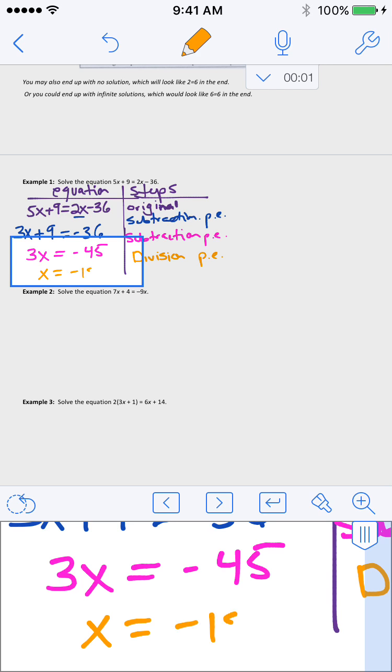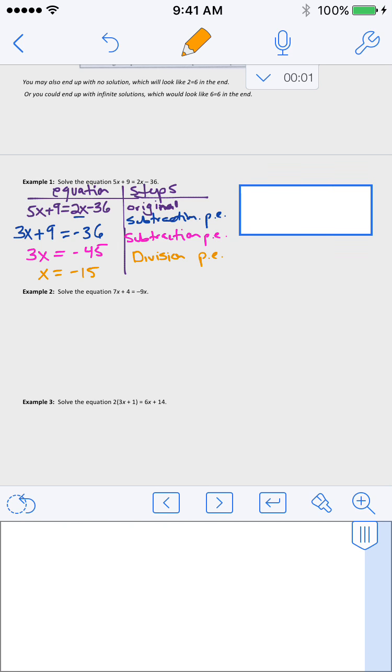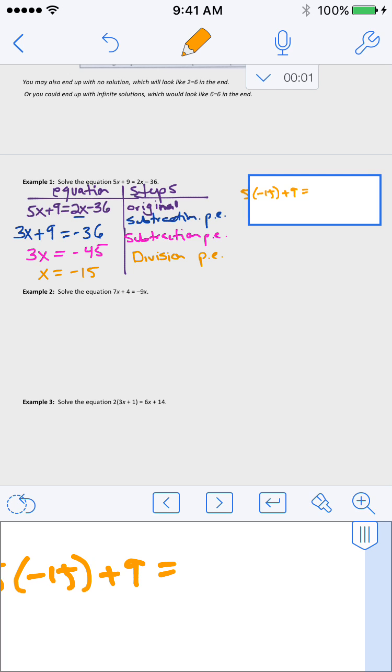And I end up with x equals negative 15, and I'm done. So it looks like negative 15. Let's just double check over here that that is indeed the answer. So 5 times negative 15 plus 9 is equal to 2 times negative 15 minus 36.